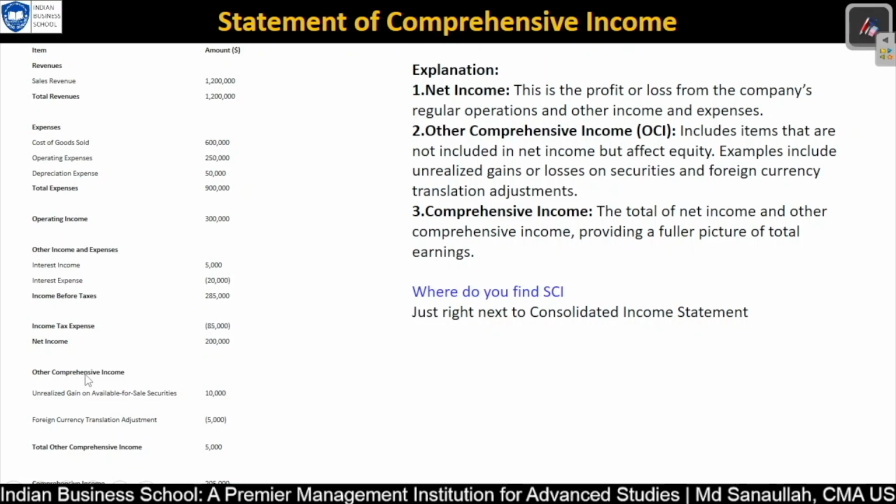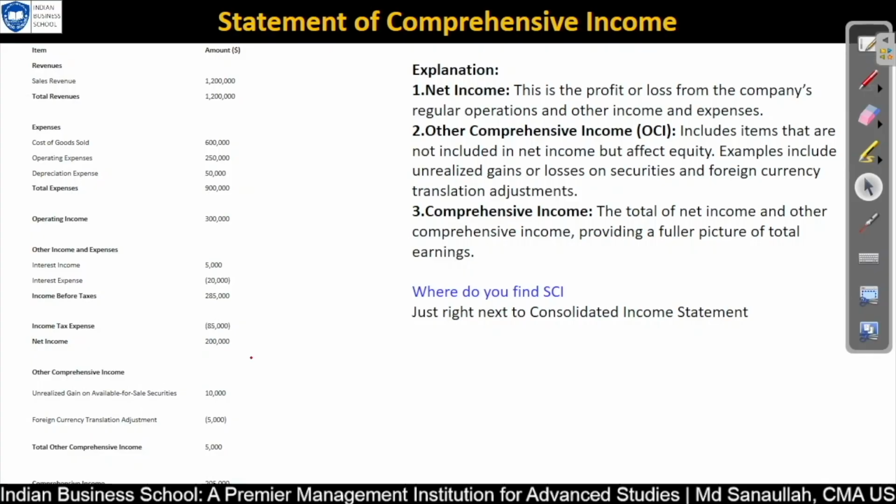Why? Because as you can see, there is other comprehensive income. Normally in OCI there are 5 line items mainly, so there are 5 different concepts. Anything based on those will come into your statement of comprehensive income, which we will discuss later. But there are two important points they have mentioned here. Unrealized gain on AFS, or available for sale securities.